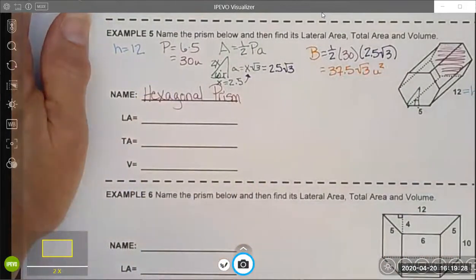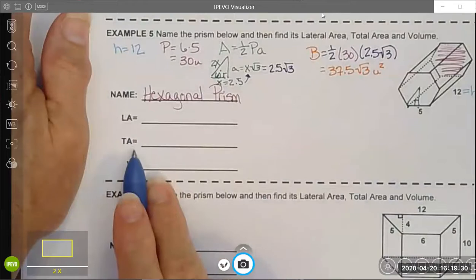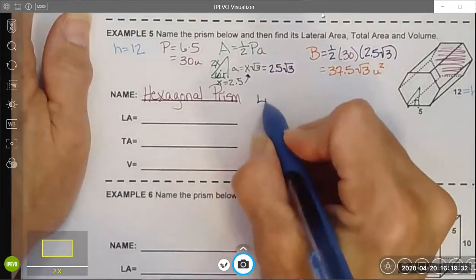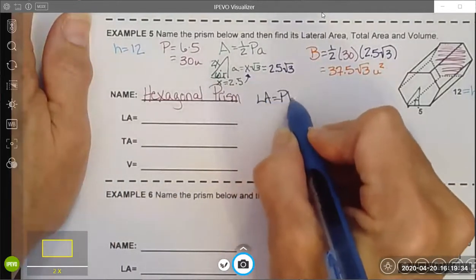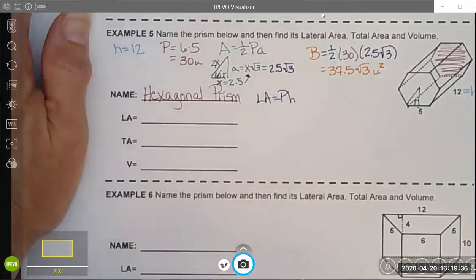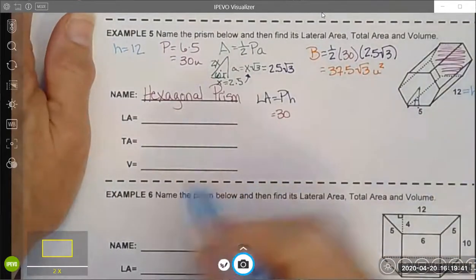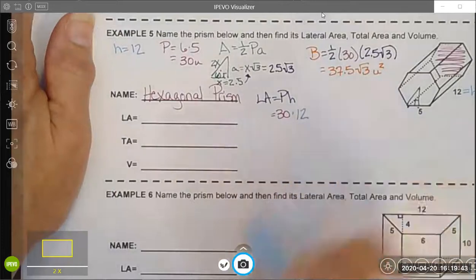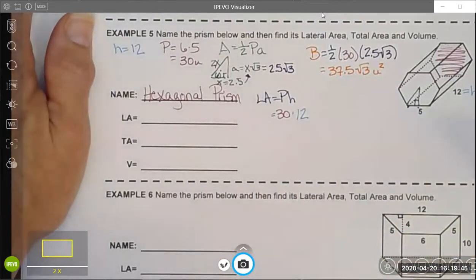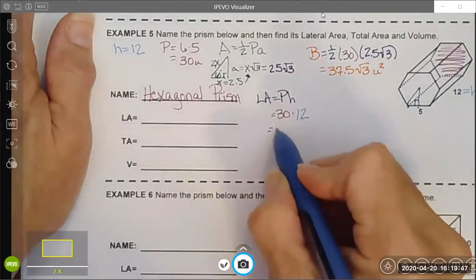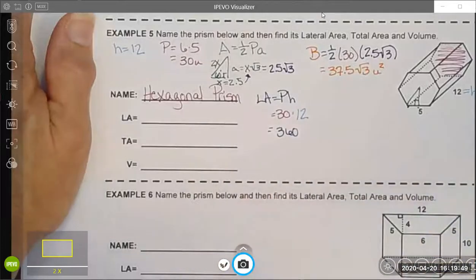So now I have all the values to find the lateral area, total area, and volume. I remember that the lateral area is the perimeter times the height. My perimeter, I remember, is 30, and my height is 12 units. And if I multiply those, I end up with a lateral area of 360.